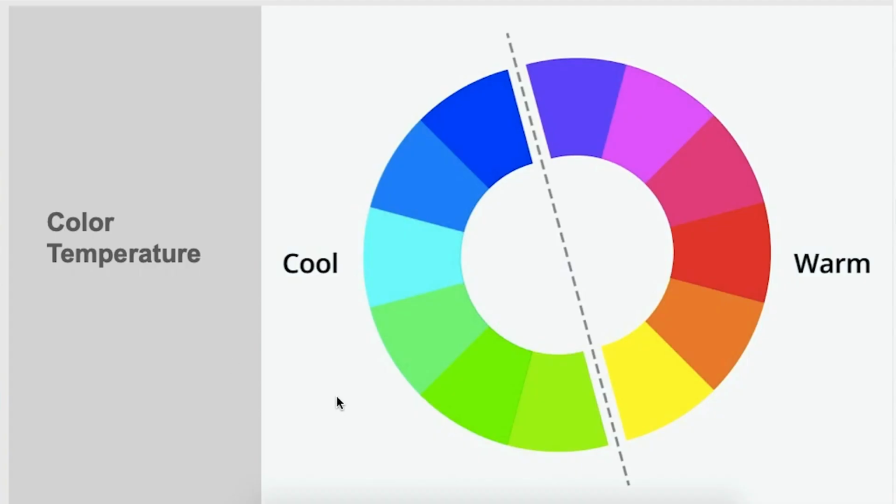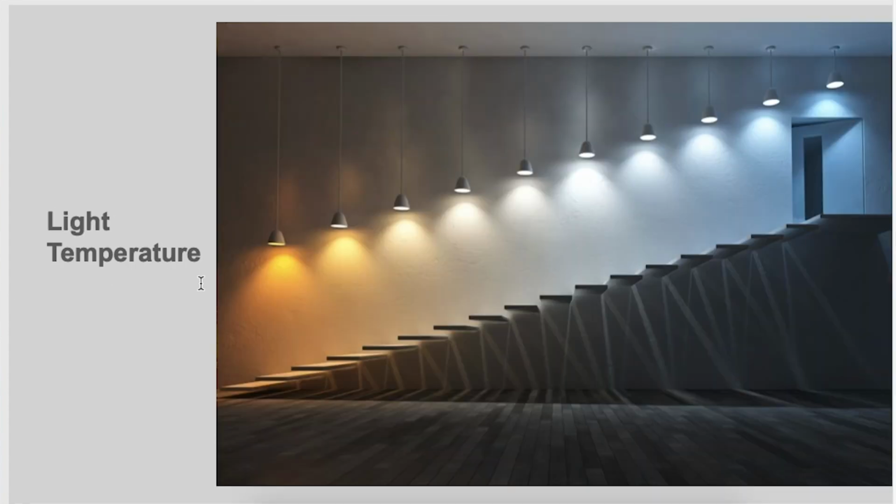And moving on to color temperature. Colors have a temperature, as in like these, we call these half of the circle of the color wheel warm colors and the other half cool colors. But it usually, so this translates to light temperature.